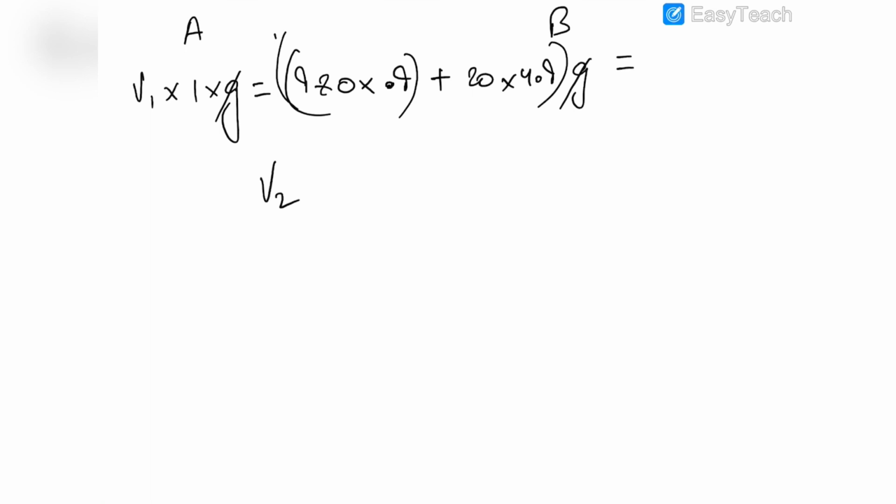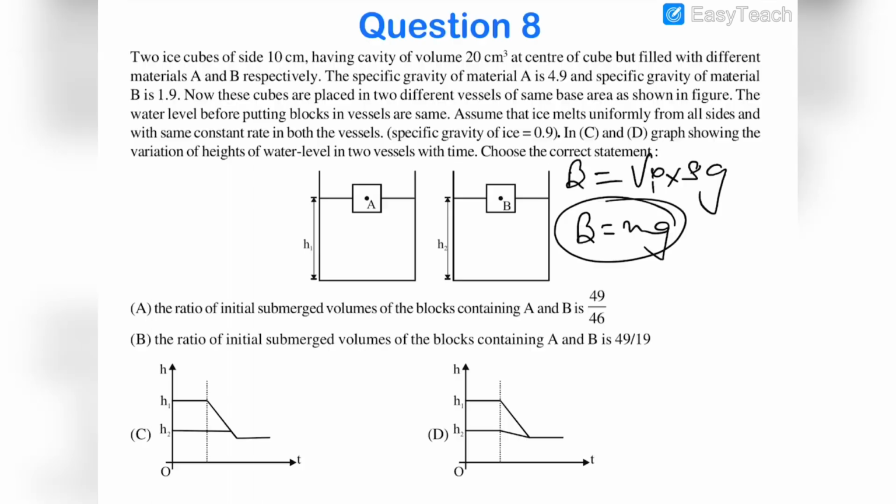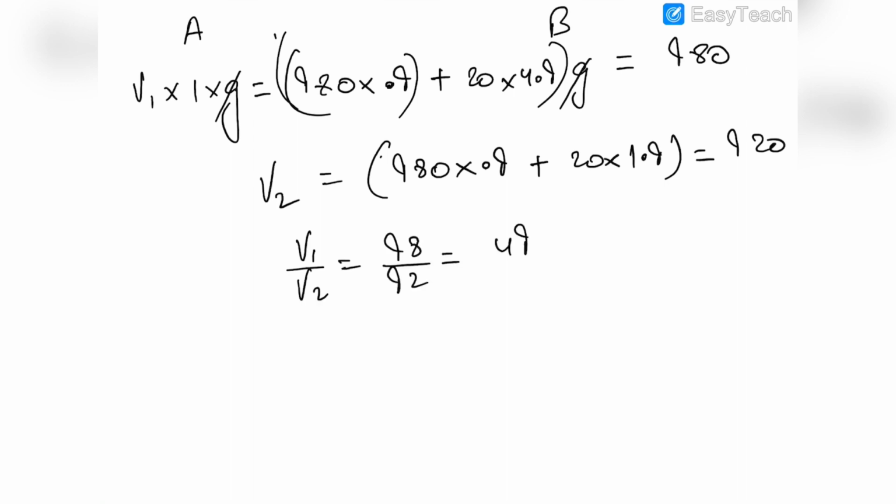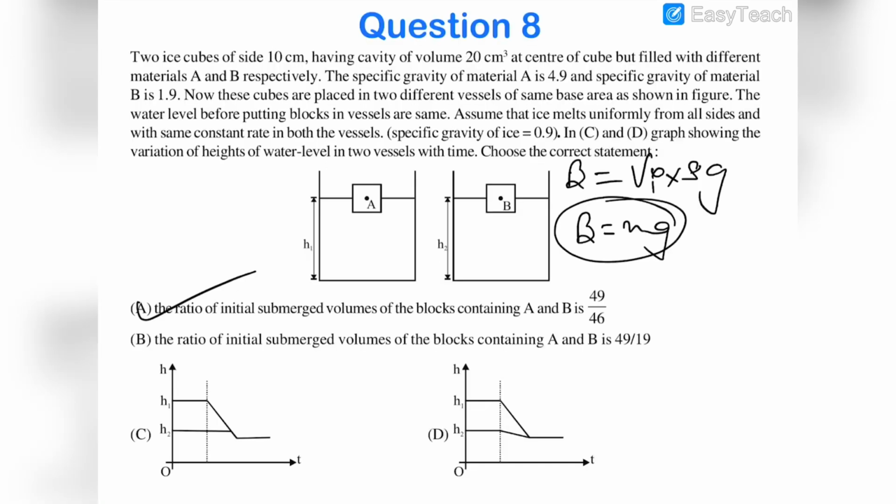Similarly, V2 will be equal to 980 into 0.9 plus 20 into the specific gravity of B, which is 1.9. So V1 is 980 into 0.9 plus 20 into 4.9, and this is equal to 980. V2 is 882 plus 38, which is 920. So the ratio of immersed volumes is 98 by 92, so it is 49 by 46. So the correct option is A.